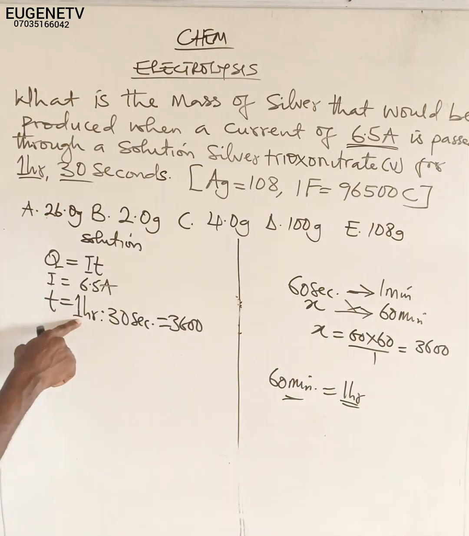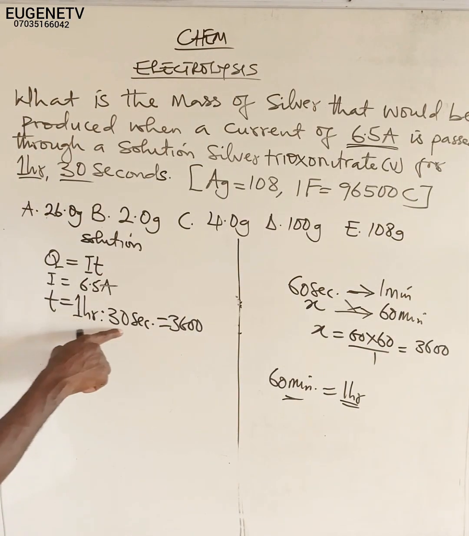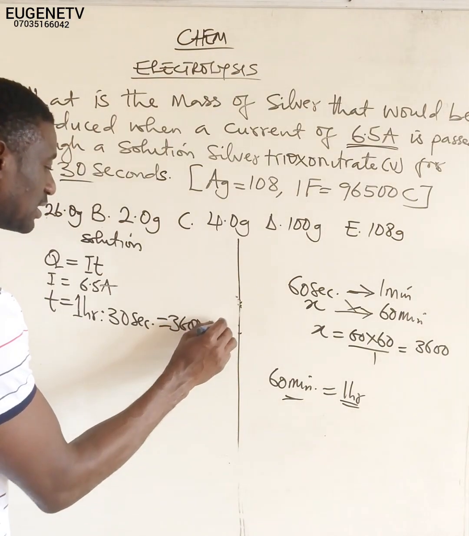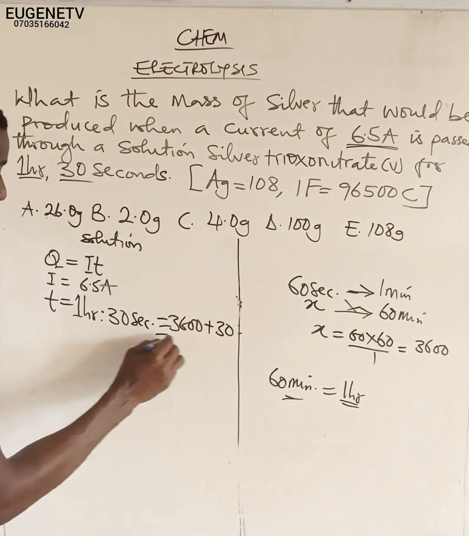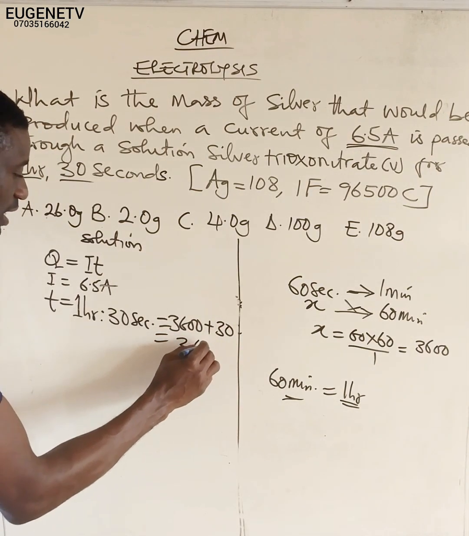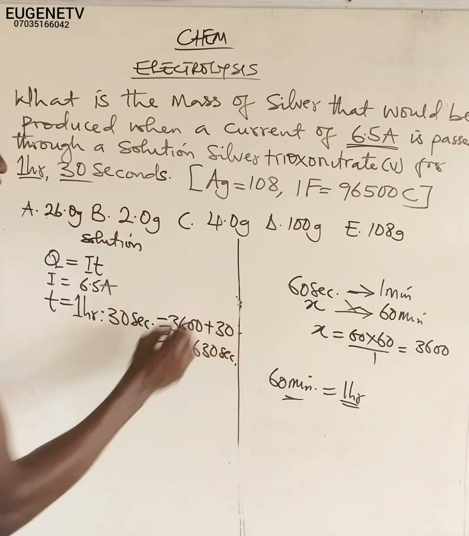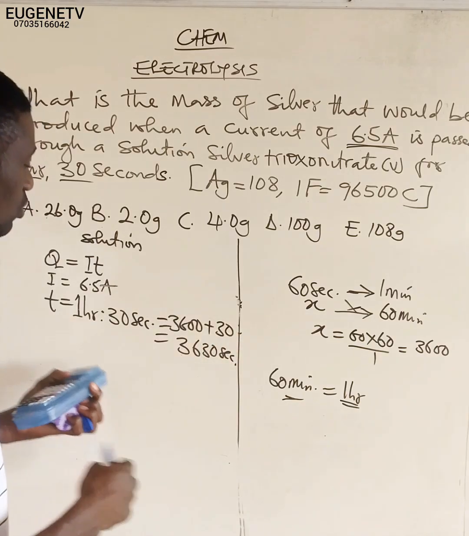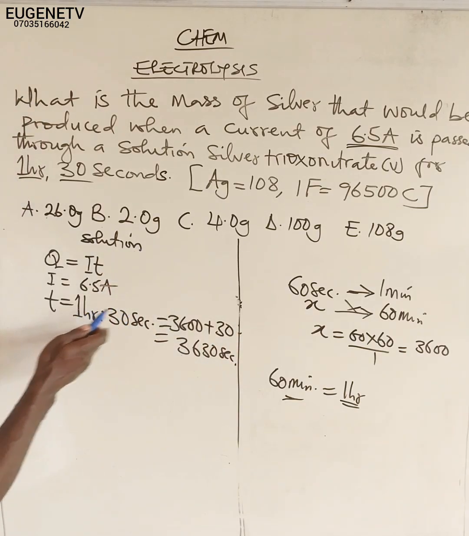3600 seconds, which is equal to 1 hour. Remember, the question says 1 hour 30 seconds. So we are going to add the 30 seconds to it. And of course, this is going to give us 3,630 seconds. So this is our time. It is this time we are going to use to solve the problem, not the 1 hour 30 seconds.